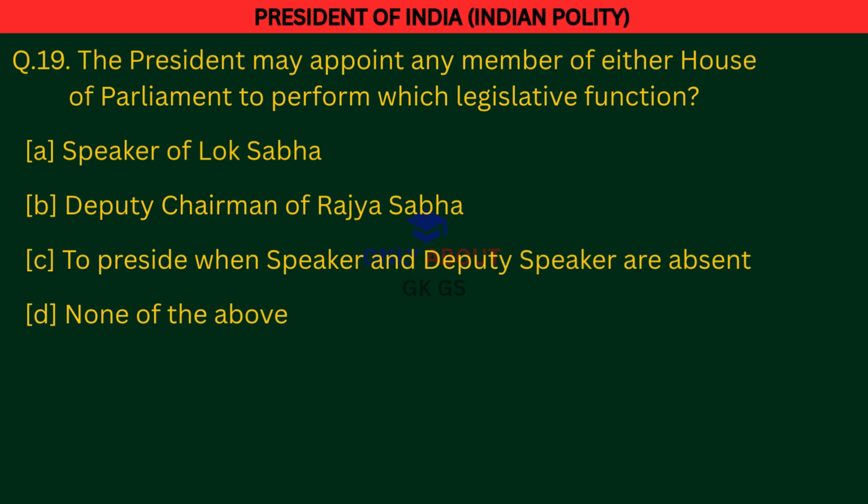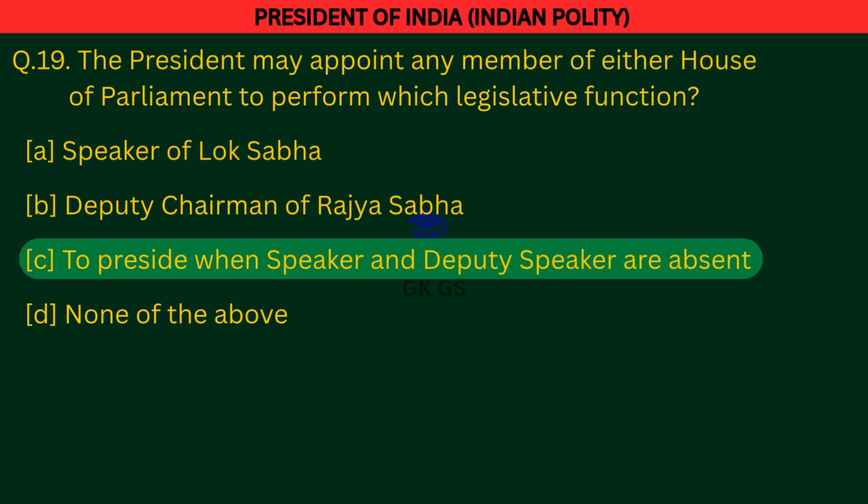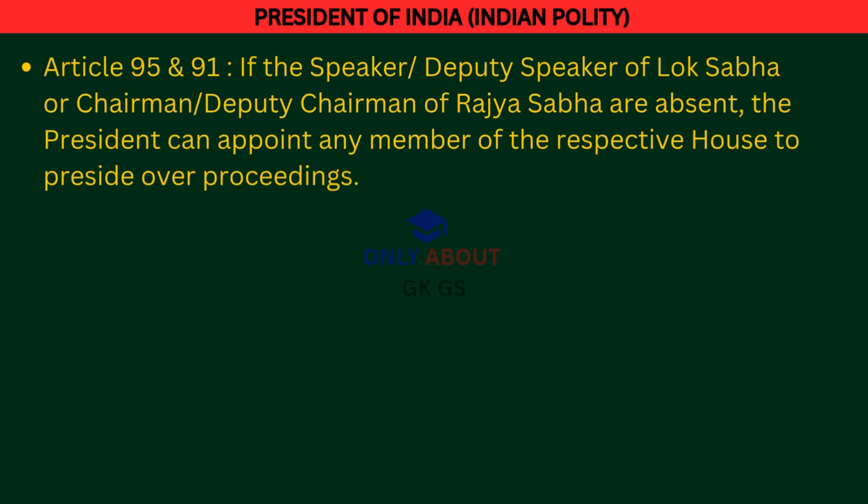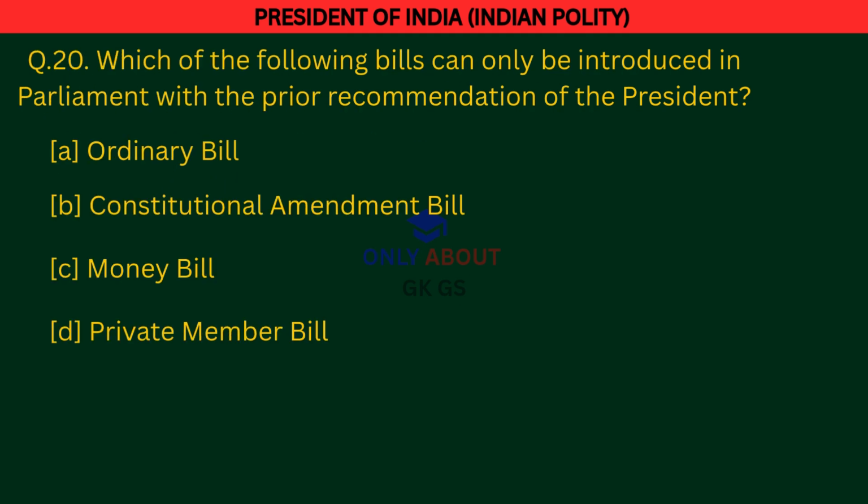Next question. The President may appoint any member of either House of Parliament to perform which legislative functions? Correct answer: To preside when the Speaker and Deputy Speaker are absent. Articles 95 and 91. If the Speaker or Deputy Speaker of Lok Sabha or Chairman or Deputy Chairman of Rajya Sabha are absent, the President can appoint any member of the respective House to preside over proceedings.